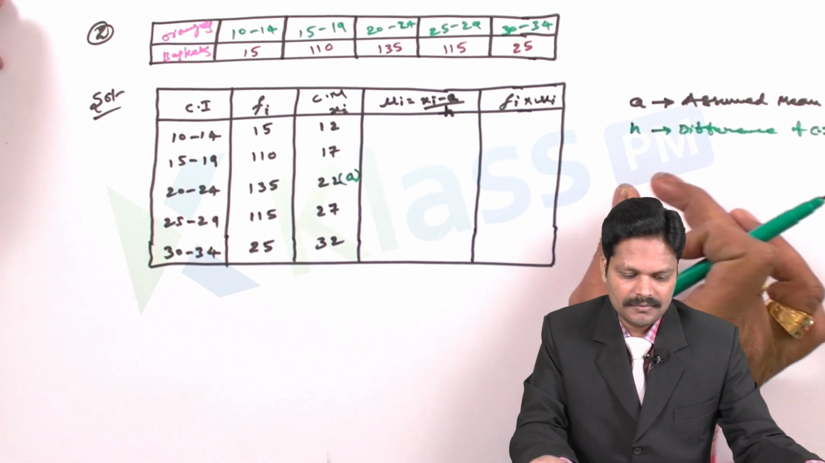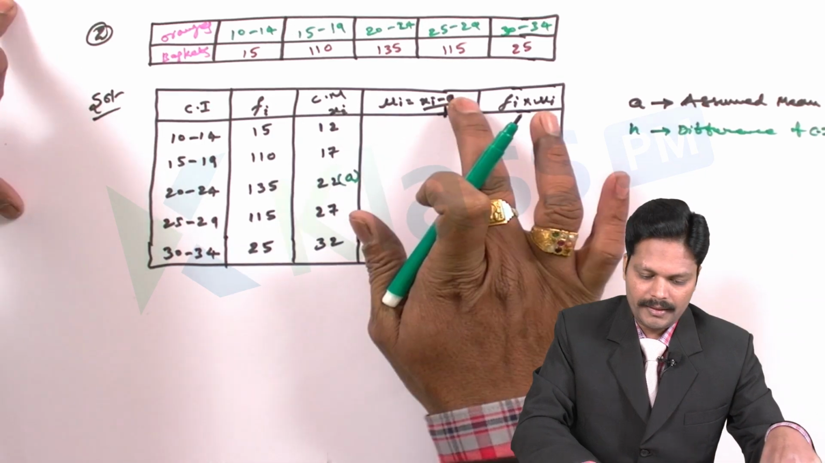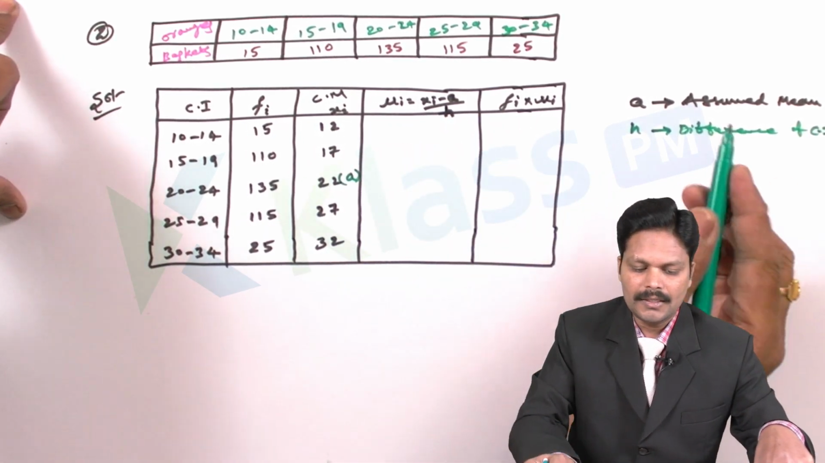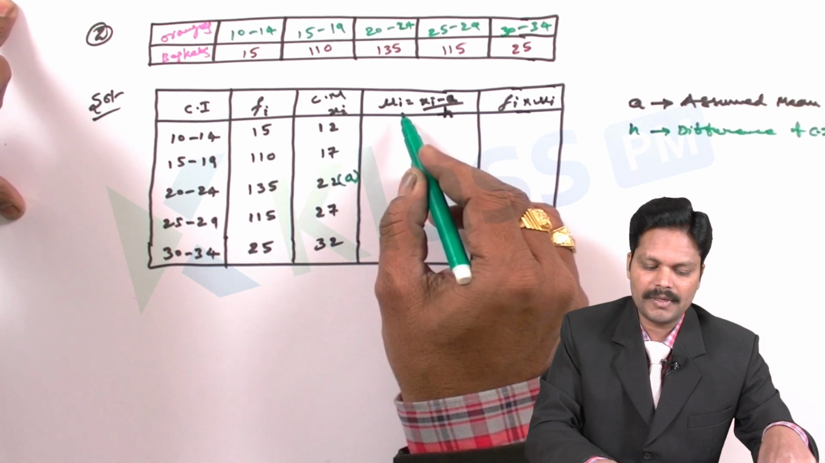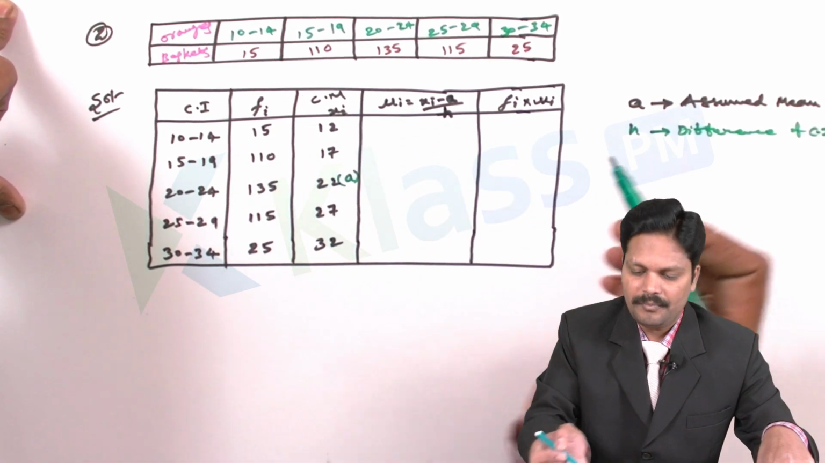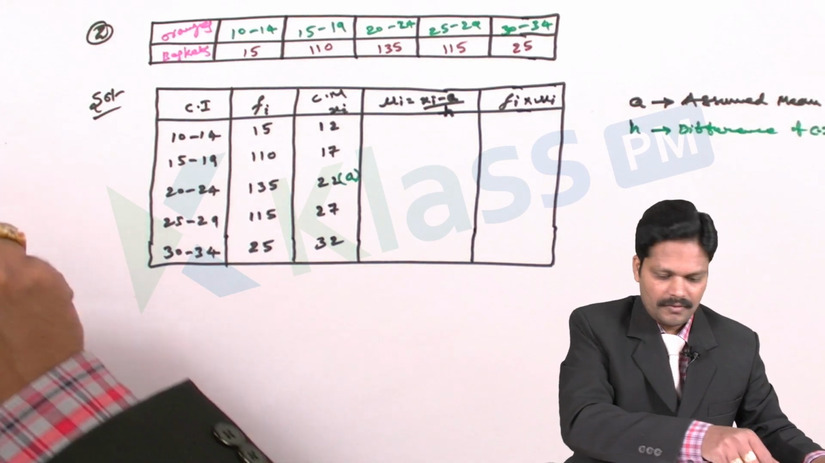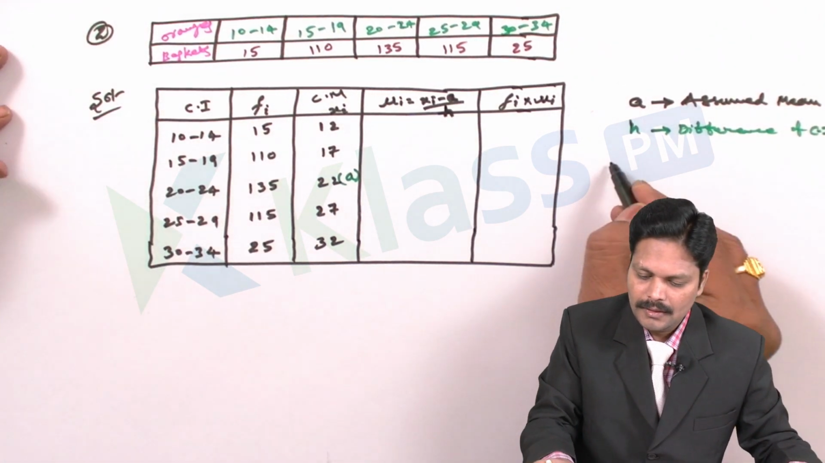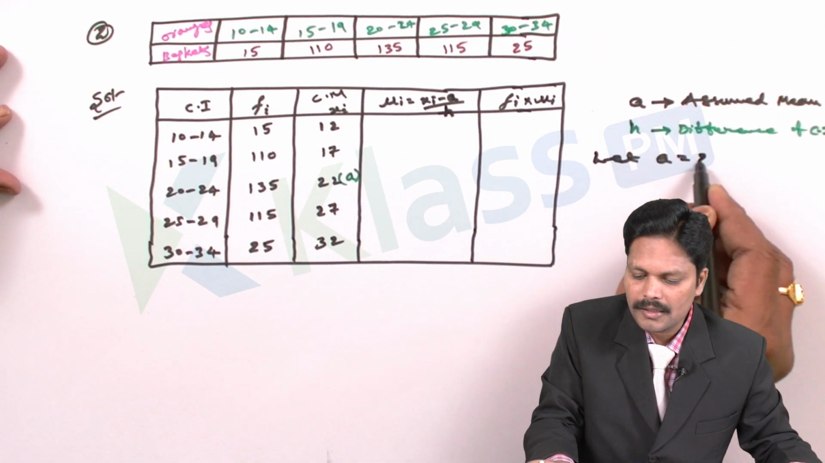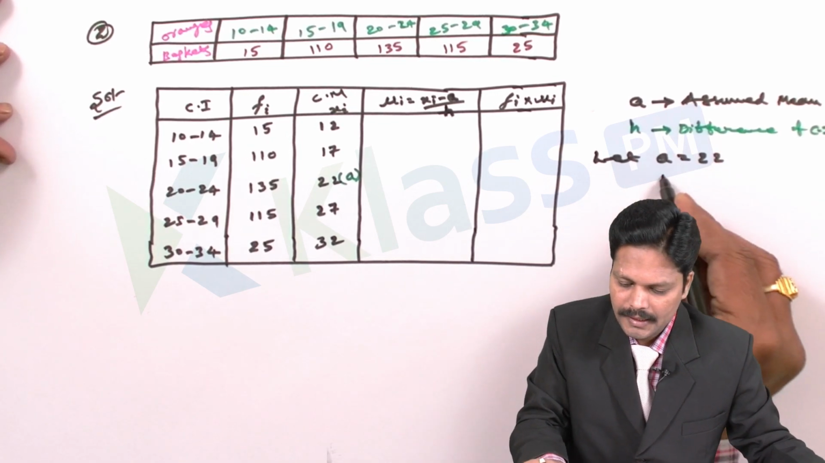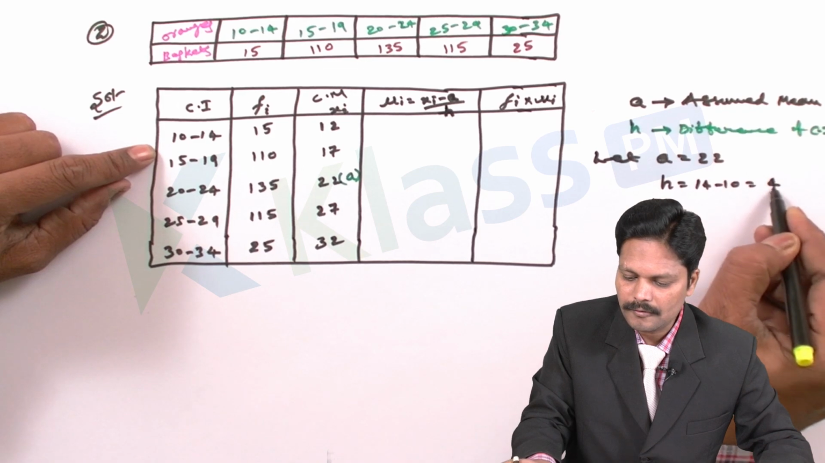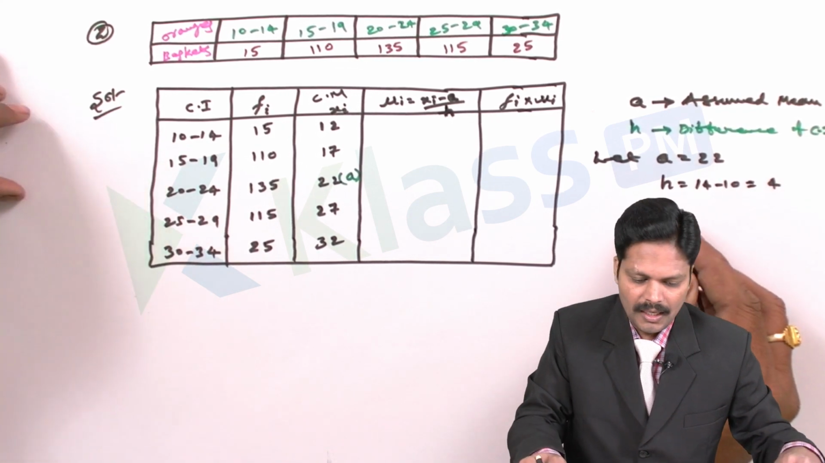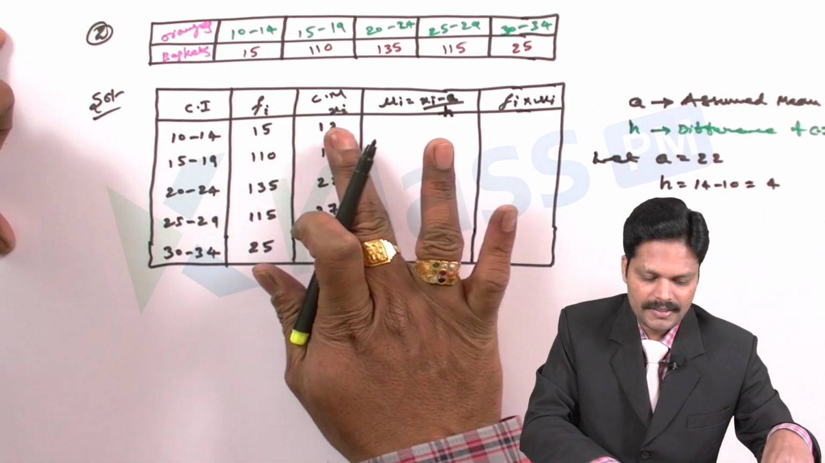So we got clear information about a, h, and x_i, f_i. After getting these values we need to multiply the frequencies with u_i. So let a is equal to 22 and h is equal to 14 minus 10, which is 4. This is the h value, and we are having the f_i's and x_i's.